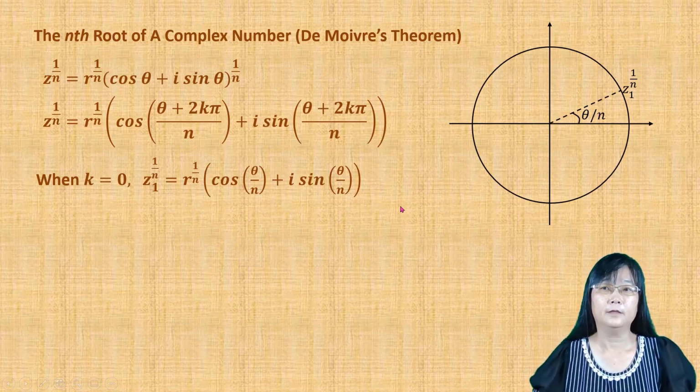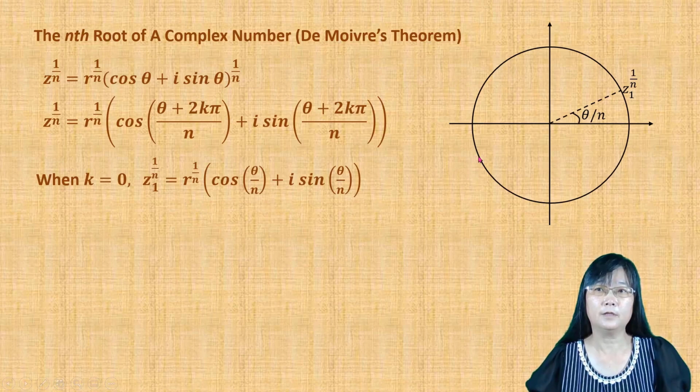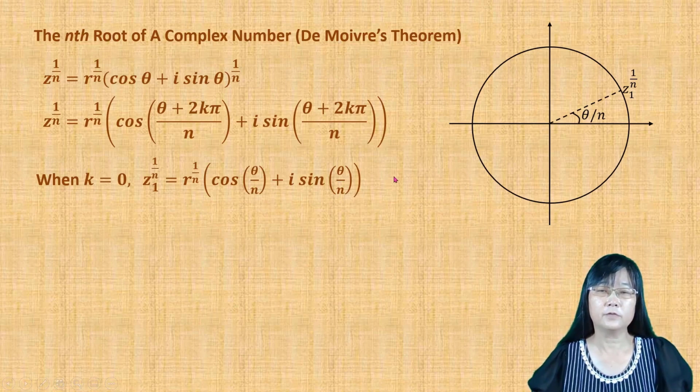And we know that the number of roots depends on the value of n. All the n values will distribute equally along the circumference of the circle here. So for example, when n is equal to 2, it means there are 2 values of root. So the first value of root is here, and the second value of root is here, where the 2 values of root divide the circle into 2 parts. Then if n is equal to 3, there are 3 values of root.